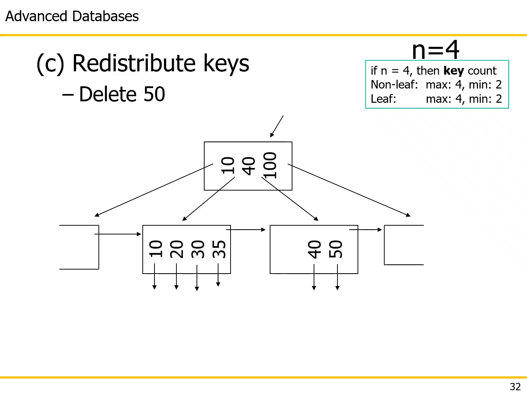And when we redistribute keys like this, we have to fix the parent. So if I move the 35 to the right node to be 35 and 40, I have to change in the parent level the value that was taking me there. It's now going to be 35 because it's going to be the smallest value in the right subtree. So everything to the right of this value is greater than or equal to it.